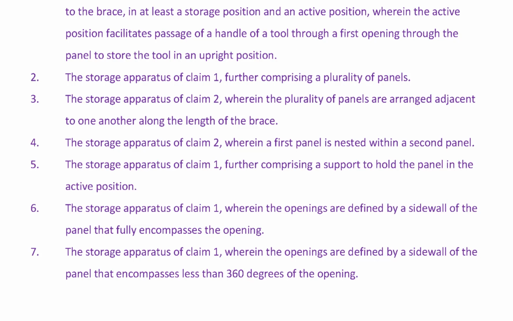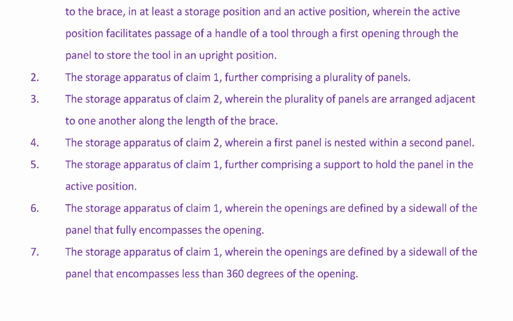Claim 2 is the storage apparatus from Claim 1, further including a plurality of panels, meaning it's not just one panel, it's a plurality or multiple panels. And then Claim 3 depends not only from Claim 1, but depends directly from Claim 2, which means that it includes everything in Claim 2, and since Claim 2 depends from Claim 1, it also includes everything from Claim 1. So these all get incorporated into Claim 3.